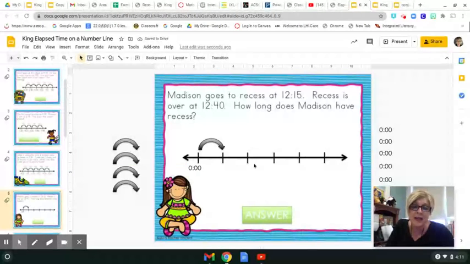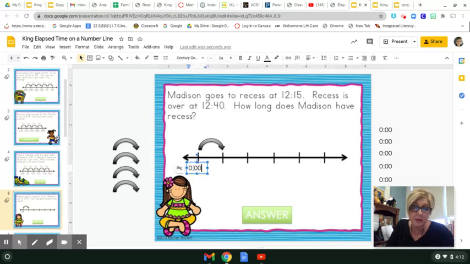Okay. This slide says Madison goes to recess at 12:15. And then recess is over at 12:40. So what I'm going to do is I'm going to put my first time here, the time where she starts. We always use that time first. So you can even backspace and put in that time of 12:15.